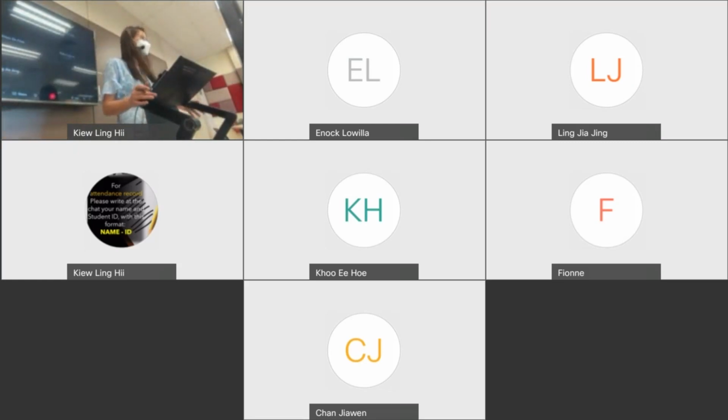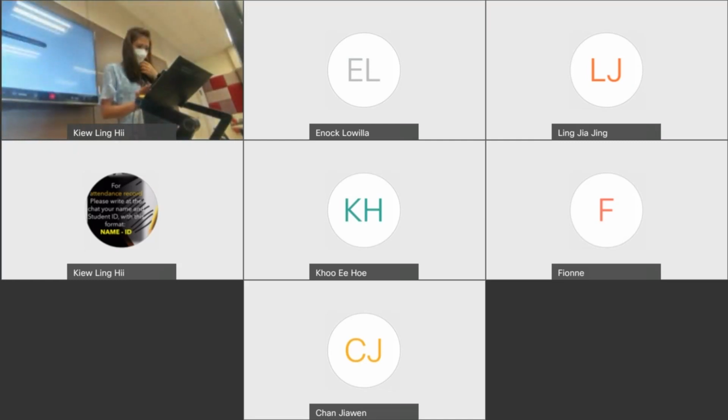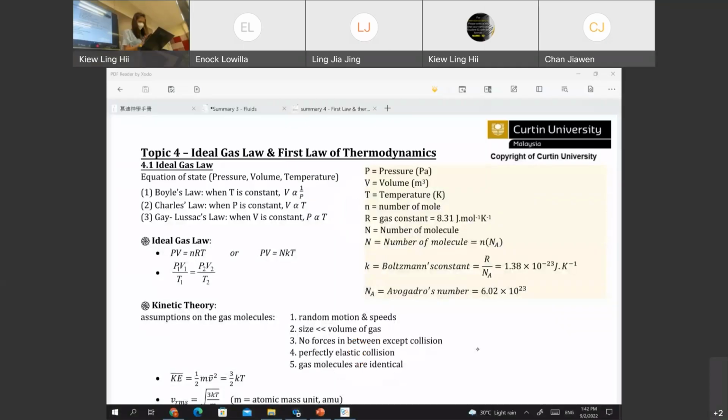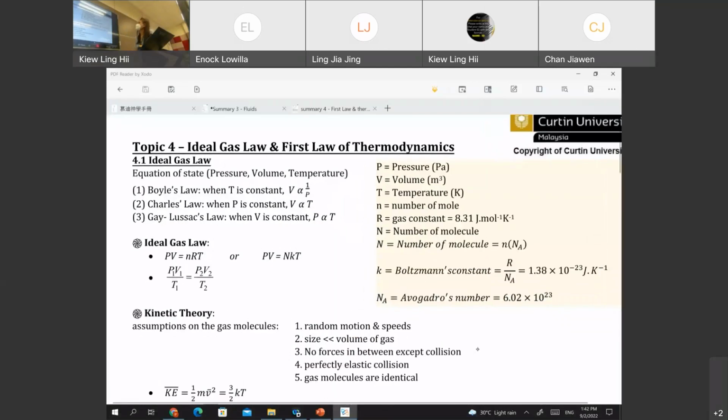Okay, so can we continue? So now let's look at your summary notes. So the study of thermodynamics is actually a study about the equations of the states. So states refers to pressure, volume, and temperature of any process.